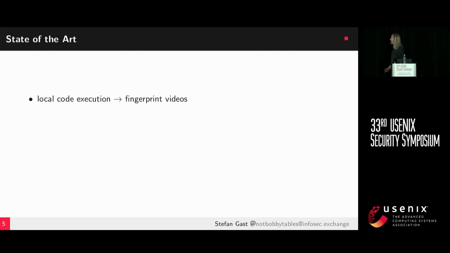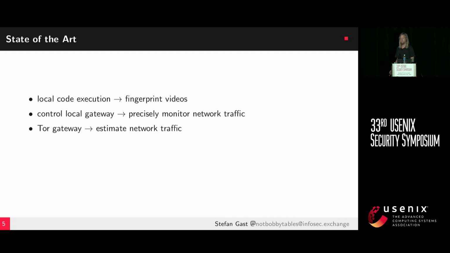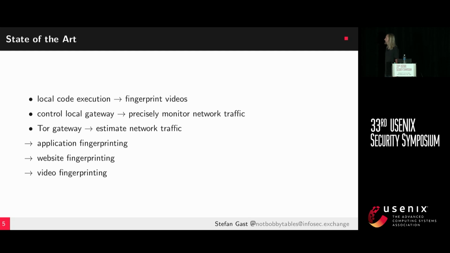What can be done with that? If you have local code execution, you can, for example, fingerprint video, like in the Idle Leak paper. If you control a local gateway, then you can, of course, precisely monitor the network traffic. It doesn't mean that you are able to decrypt, but you can observe when a packet is sent and how big it is. If you control a Tor gateway, you can also estimate network traffic. And this has been used for application fingerprinting, website fingerprinting, and video fingerprinting.